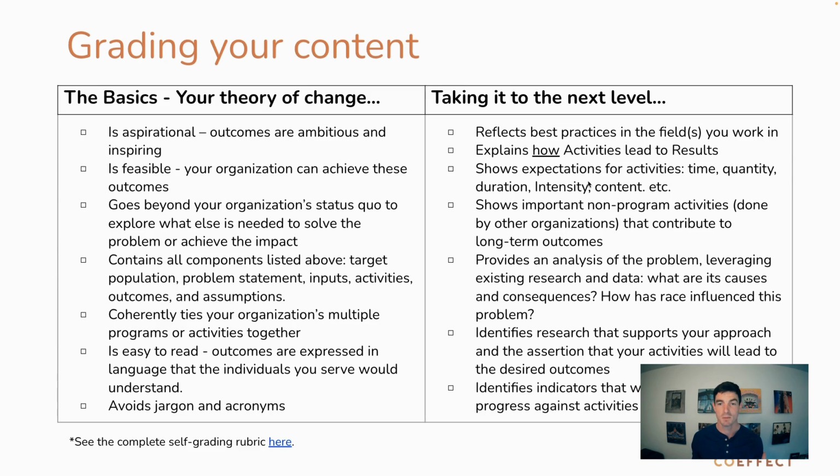And then, here are some of the things that you can do to take your theory of change to the next level. For example, describing how our activities lead to meaningful results, lead to meaningful outcomes, and providing an in-depth analysis of the problem, those sorts of things. I can let you read this on your own. We'll link this rubric in the notes to this video.